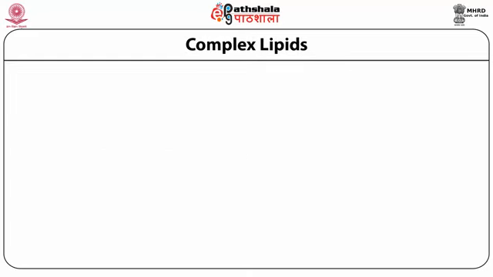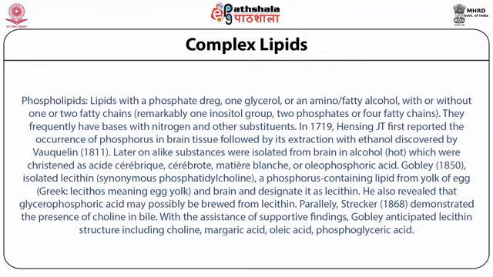The first is the phospholipids. The phospholipids are the lipids which have a phosphate moiety. A glycerol moiety is also present, and an amino or a fatty alcohol with or without one or two fatty chains. Sometimes one inositol group, two phosphate groups, or four fatty chains are present. The phospholipids frequently have bases with nitrogen and other substituents.